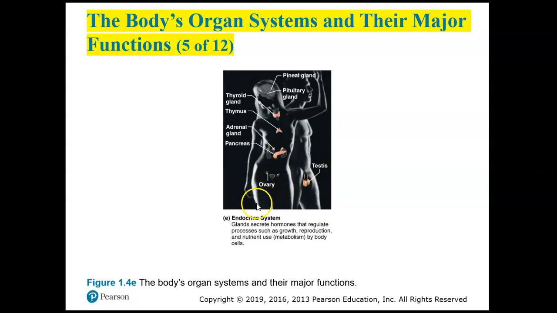And this is an example of where two body systems overlap, because the reproductive system of the male and the female overlaps with the endocrine system as far as the organs that produce hormones. So anyway, the main thing is that you know the name of the endocrine system, and that you know the brief description of it and the organs and glands that are part of it. Okay, so that one may not be as familiar, so that's why I spent a little more time on it.